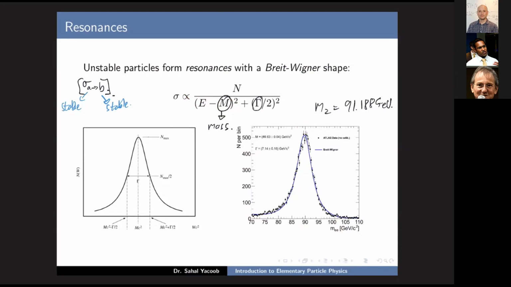So when we talk about these particles having masses, when I talk about the mass of the Z boson, the mass of the W boson, the mass of the J psi particle, I'm actually talking about this parameter in this expression.